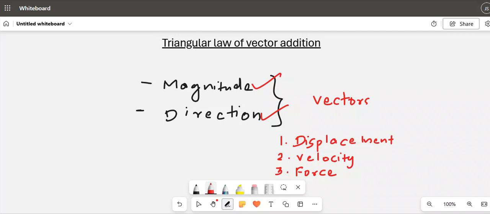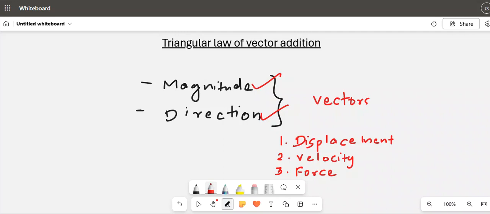Today, we are going to study how to add two vectors. There are two laws of adding vectors. The first among these is the triangular law of vector addition. There is another law, known as the parallelogram law of vector addition, which will be discussed later on. The triangular law of vector addition is a simple law, so let's move into that.